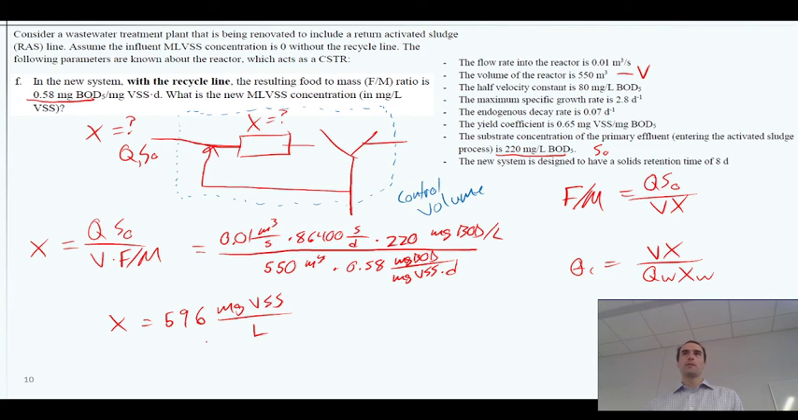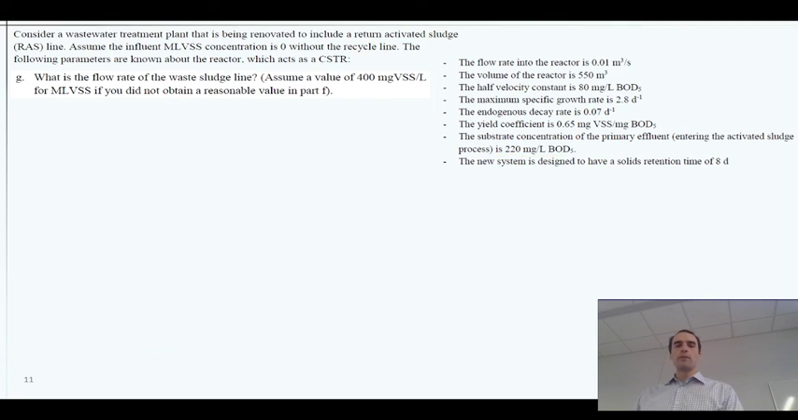Good? All right, any questions or issues on that? So again, not super complicated. It's just a matter of understanding what the system is set up like. In a strange way, adding the recycle line kind of simplifies what we have to deal with.